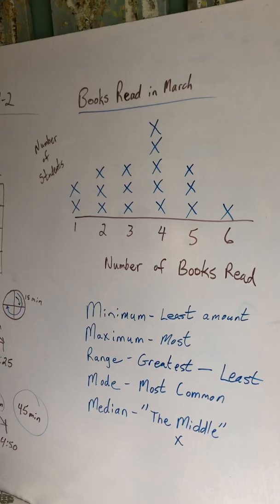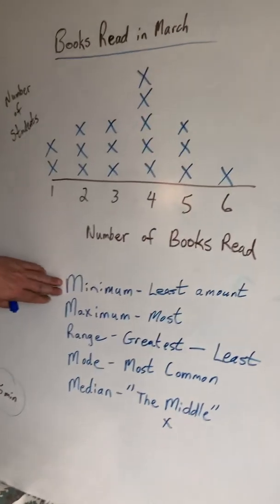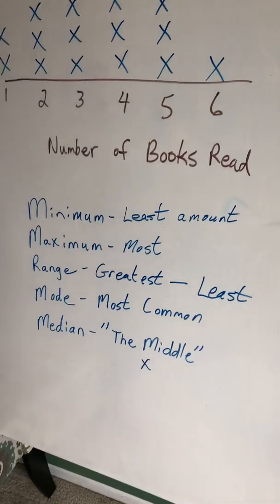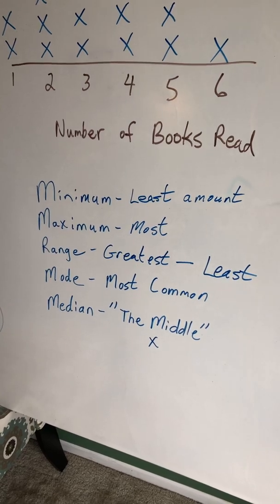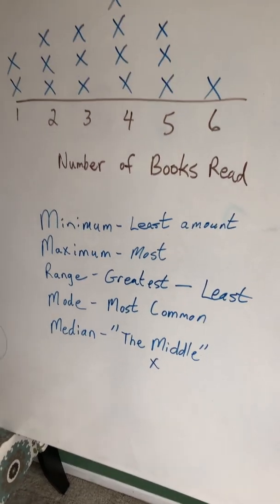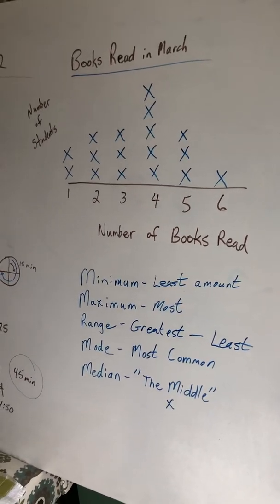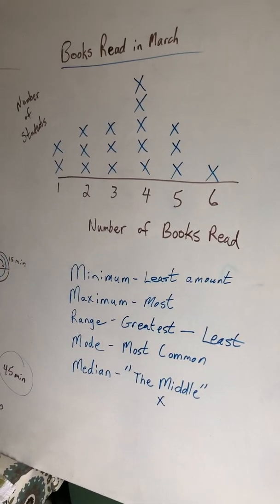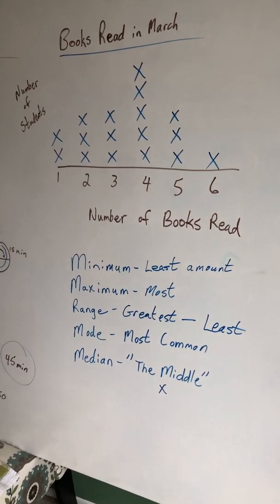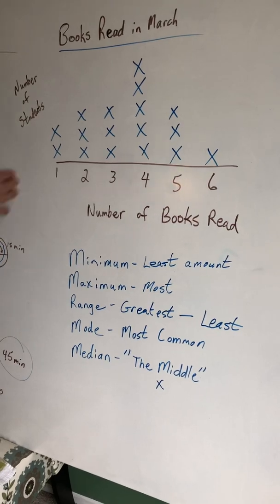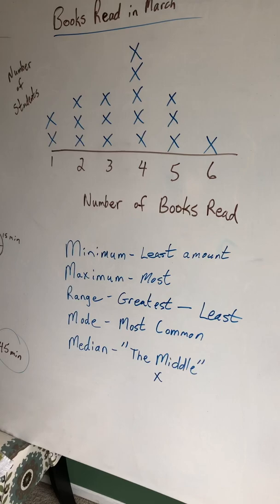Now, they're going to ask you some questions using these words down here. The minimum is the least amount of books read. And this goes for other line plots too. Minimum means least amount, okay? The smallest amount, the shortest amount, whatever you're talking about. Maximum is the most, okay? So we got minimum books read here, we got maximum books read here, okay?